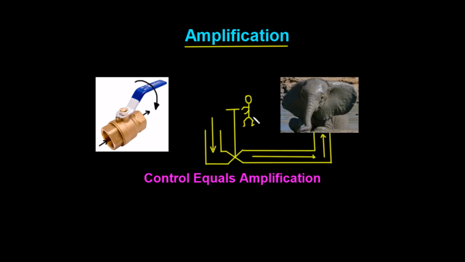So the amplification really comes as a byproduct of the idea of control. The little man controls a valve, which controls the flow. So by amplification, we really mean control.